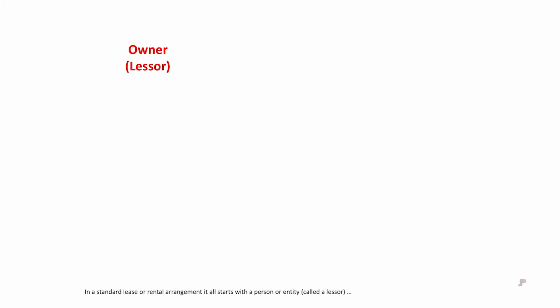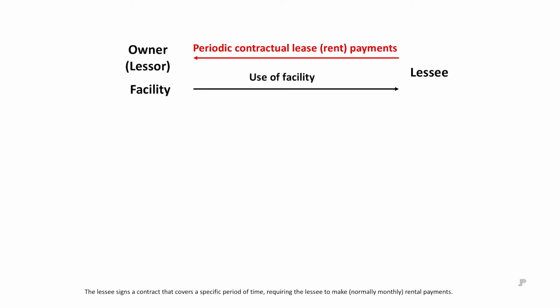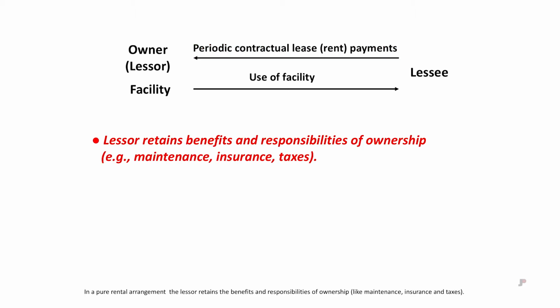In a standard lease or rental arrangement, it all starts with a person or entity called the lessor, who owns a facility and transfers the use of that facility to a person or entity called a lessee. The lessee signs a contract that covers a specific period of time, requiring the lessee to make normally monthly rental payments. In a pure rental arrangement, the lessor retains the benefits and responsibilities of ownership, like maintenance, insurance, and taxes.